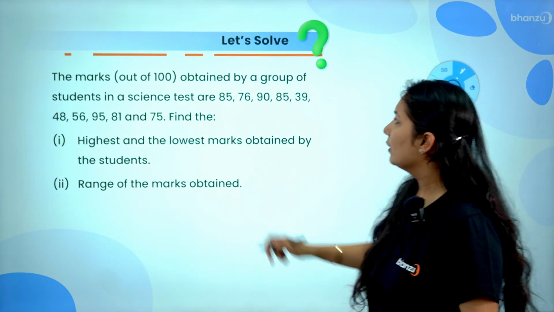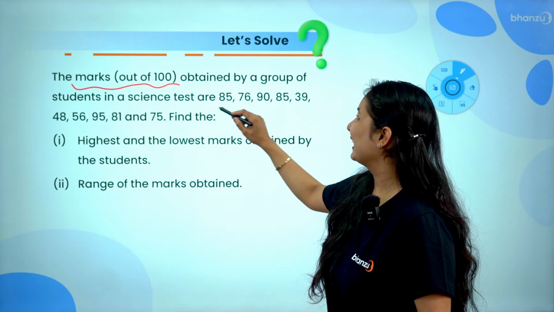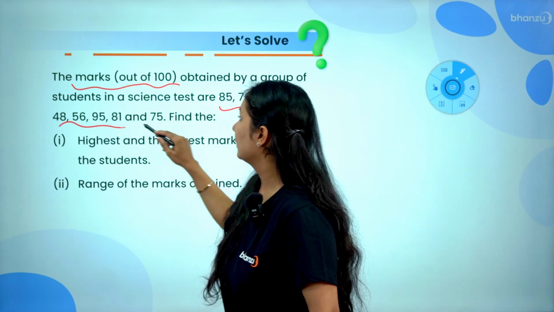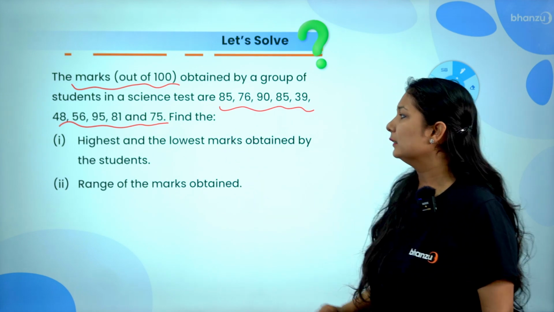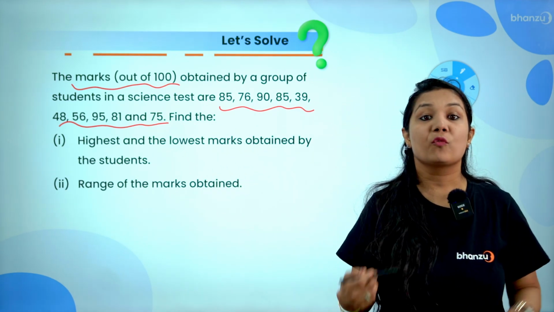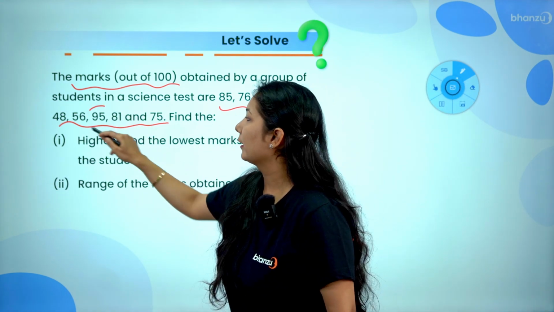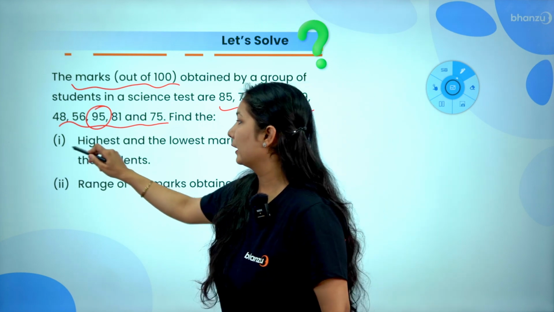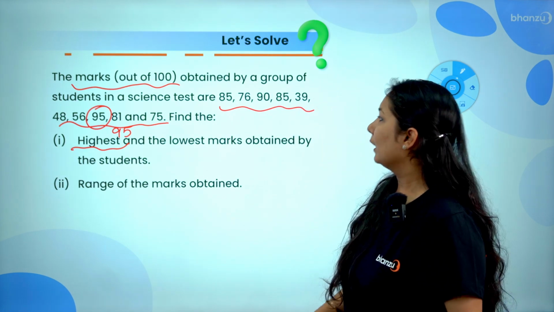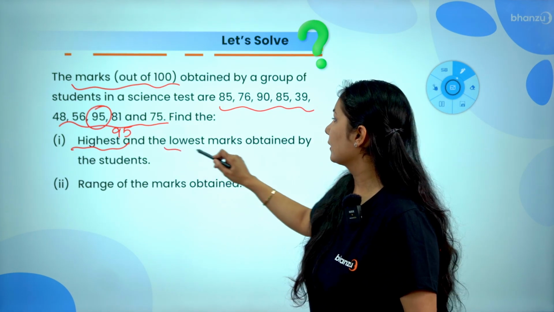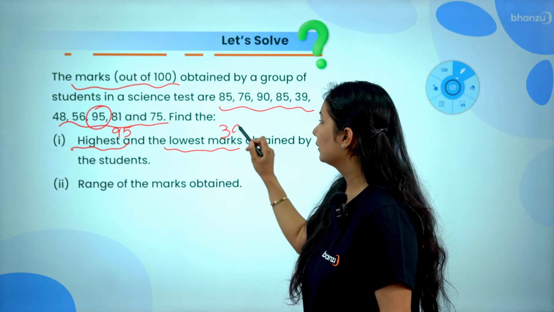So, let's move ahead and talk about another interesting question. Here, what do we have? The marks obtained out of 100 by a group of students in a science test are these marks, right? So, for 10 people we have these marks. Find the highest and the lowest marks. So, figure out the highest marks for me. Quickly, yes, you got it right. 95, right? So, what is the highest marks? It's 95. What are the lowest marks? Quickly. Lowest out of 10 marks given in front of us is 39.